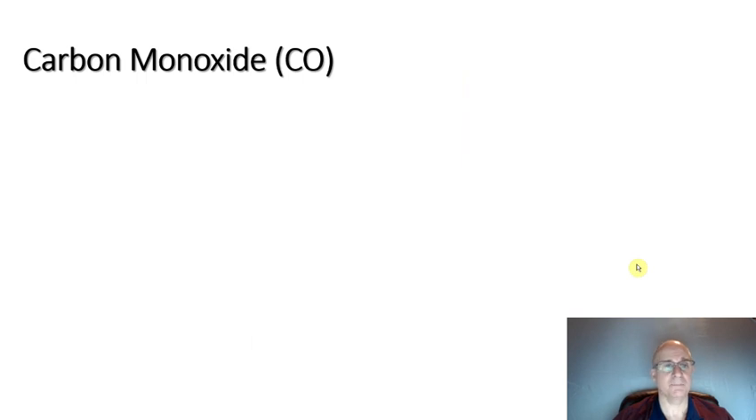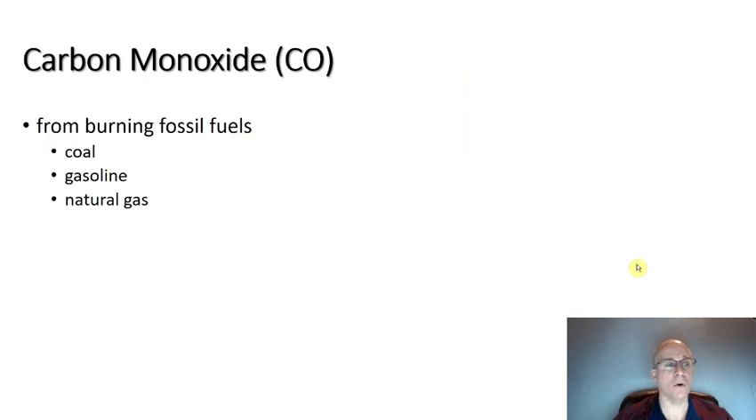Carbon monoxide. Carbon monoxide, or CO, is a gas that is produced by the incomplete burning of fossil fuels. And some other things too, but fossil fuel burning is one of the primary ways that we produce carbon monoxide. And by fossil fuels, we could be talking about coal, we could be talking about gasoline, we could be talking about natural gas.